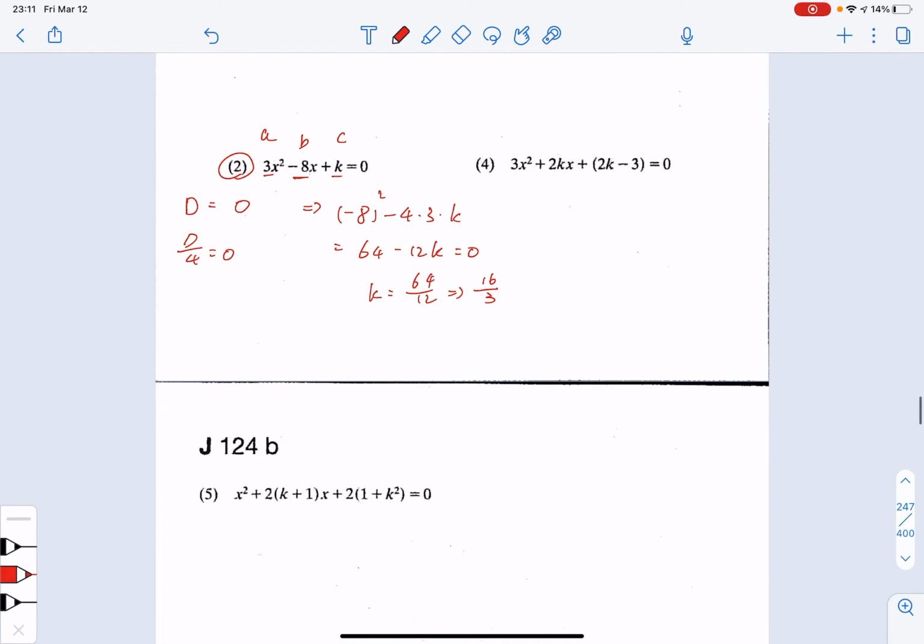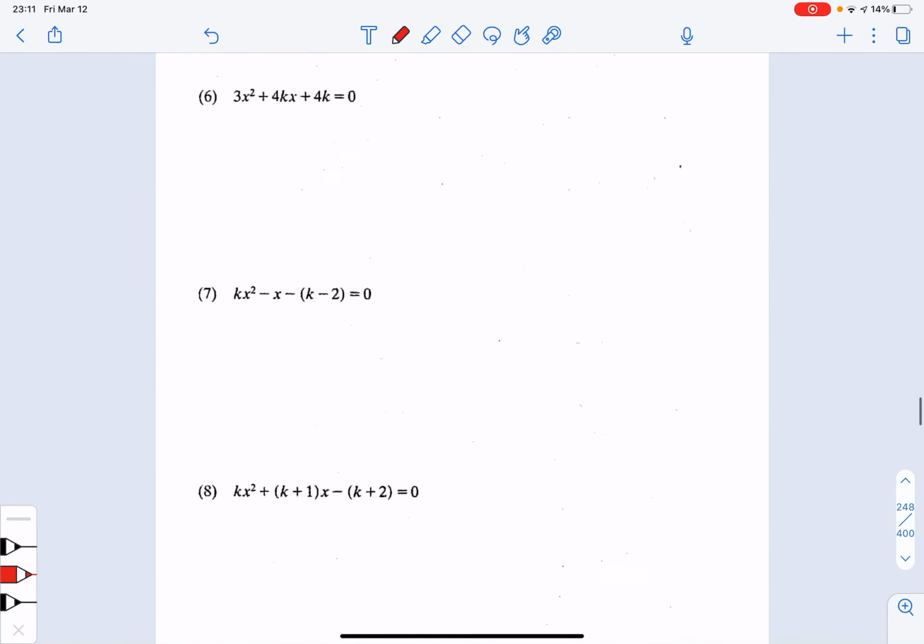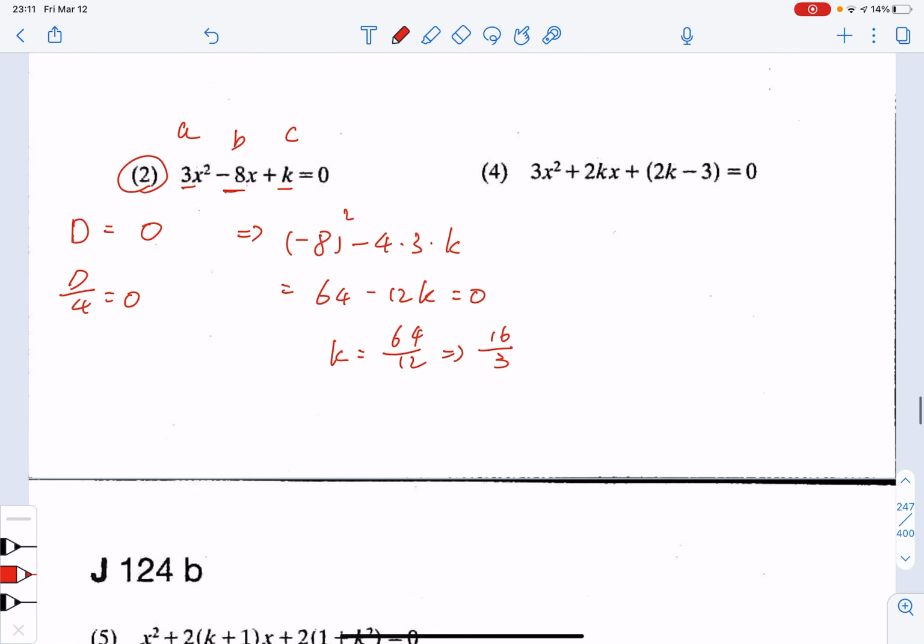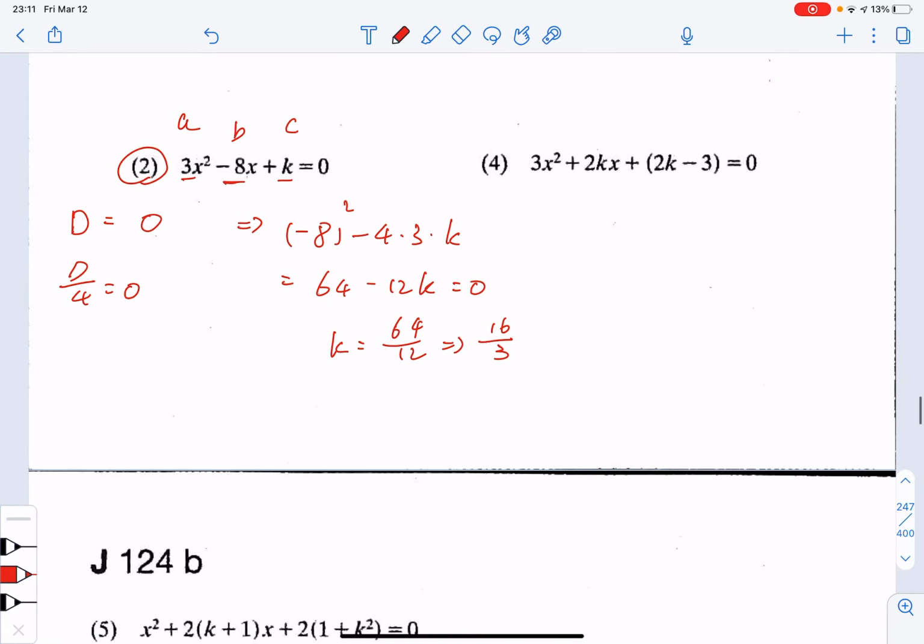And let's use the other one. If I use D over 4, what I would use is b prime. In this case, b prime is minus 4, because minus 4 times 2 is minus 8, so b prime times 2 is equal to b, right? Given that, we know that it's b prime squared minus ac, and see how easy it is. Minus 4 to the power of 2 minus 3k, and we know that's 16 minus 3k equal to 0. K is equal to 16 over 3. That's exactly the answer over here, right?